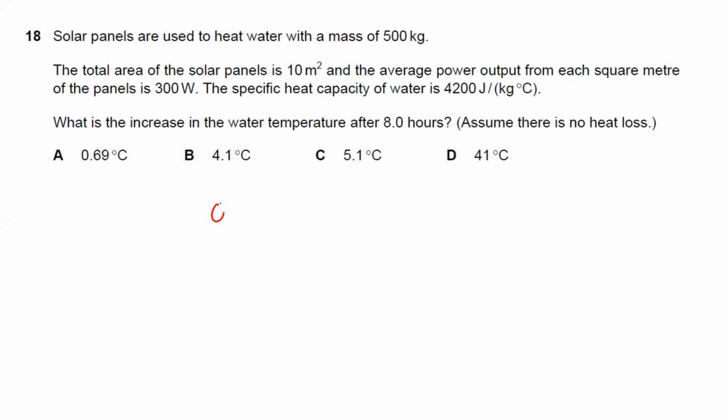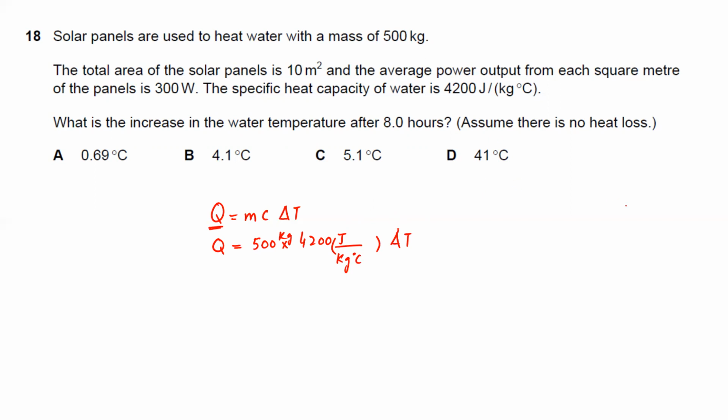So remember, Q equals mc delta T or delta theta. So mass is 500 kg. Specific heat capacity is 4200 joules per kg degree centigrade. So this is basically kg, this is Q, and temperature. What is the increase in temperature? So delta T we have to find out, right? And what is actually the energy in joules that is available to us. So we have to find out Q as well.